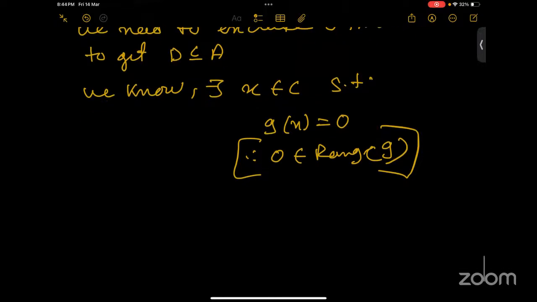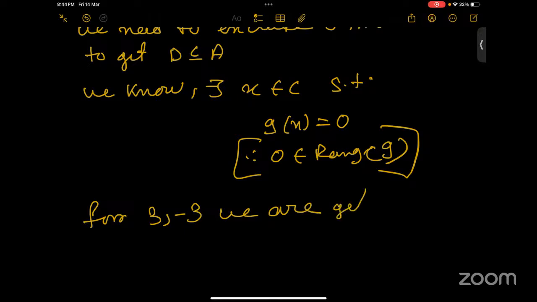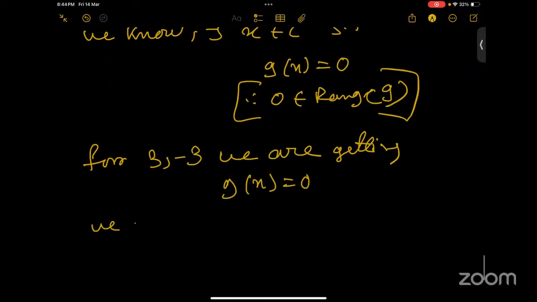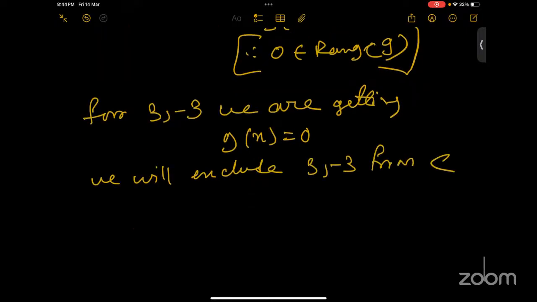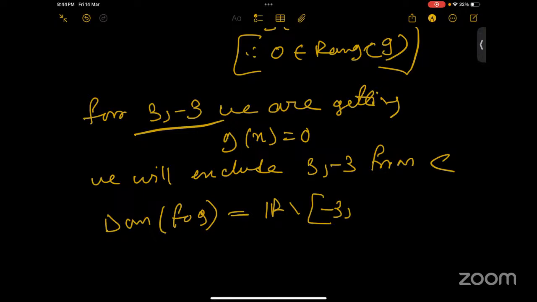So we can see for 3 and minus 3, we are getting g of x equal to 0. So basically, we will exclude 3 and minus 3 from C. So what will be the domain of f composed g? We have to exclude these 2 points. That means this will be R minus these.